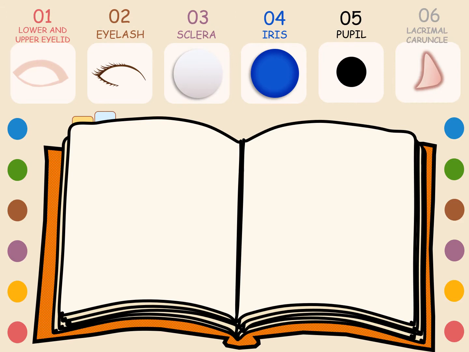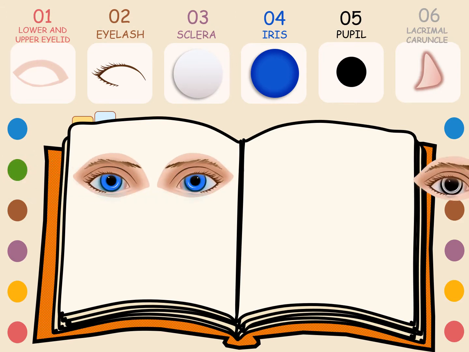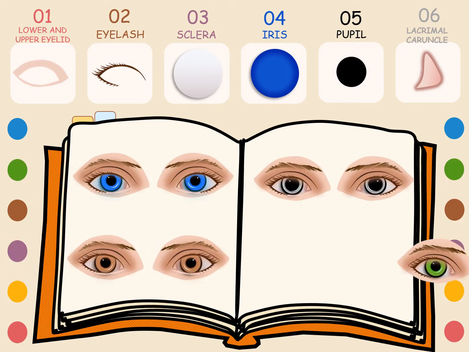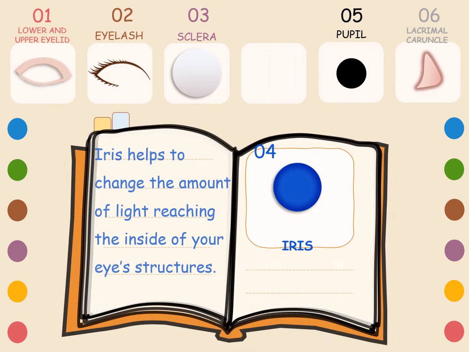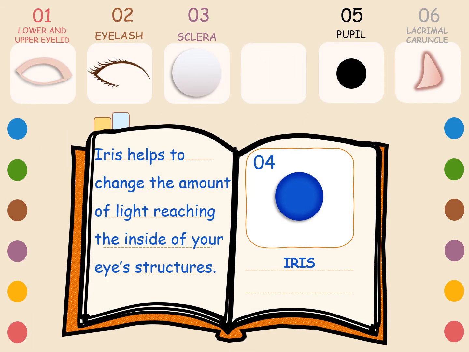Did you ever wonder why some people have blue eyes, some have black and some have brown or even green eyes? The color of the eye is caused by the iris. We are all beautiful with different eye colors. Did you know a different function of iris? Yes, iris helps to change the amount of light reaching the inside of your eye's structures. Advanced explanation: iris helps to change the diameter and size of the pupil.